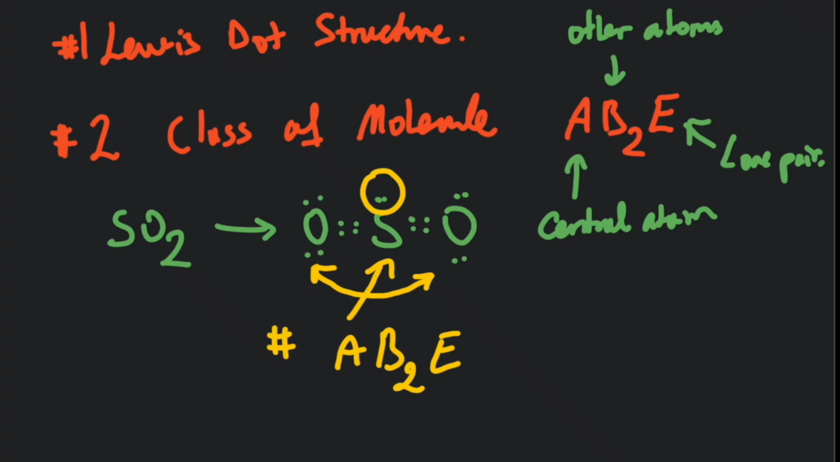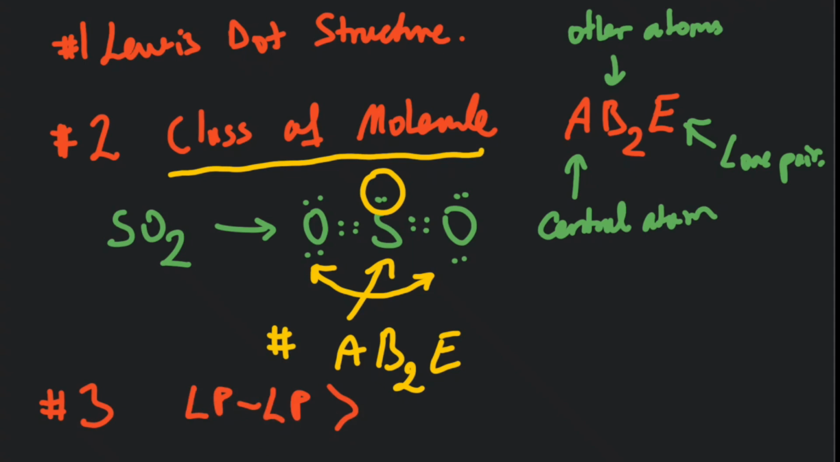But even if we don't know the class of this molecule, we can predict it, right? The reason is that there will be a repulsion between the bonding pairs and the lone pairs. And I also want to give another important property. Lone pair-lone pair repulsion is bigger than lone pair-bonding pair repulsion, and bonding pair-bonding pair repulsion is the smallest among them. So by using these three pieces of information, I can predict the geometry of the molecule.